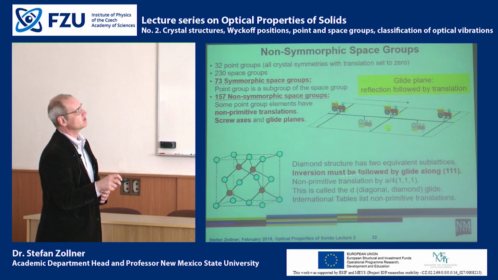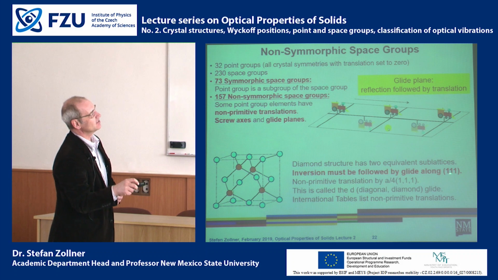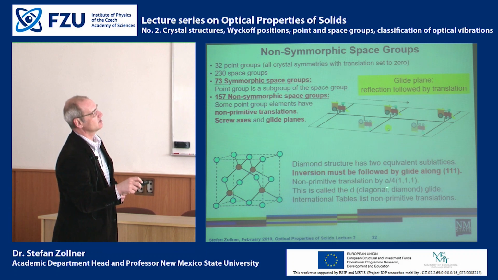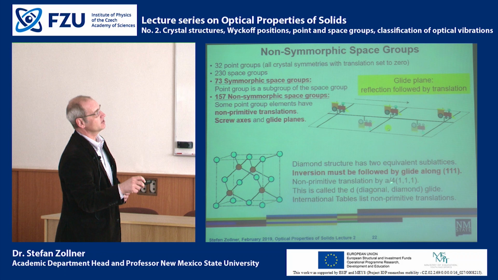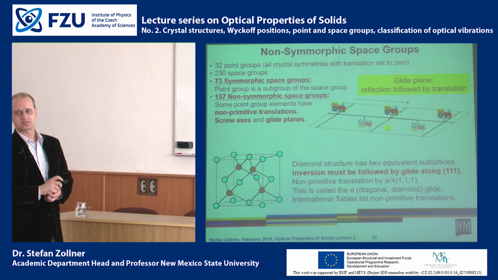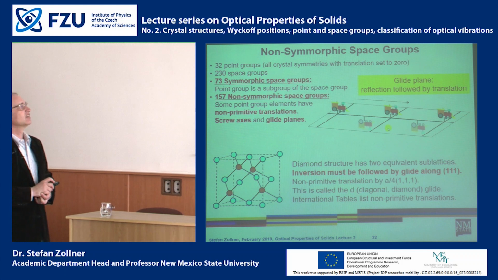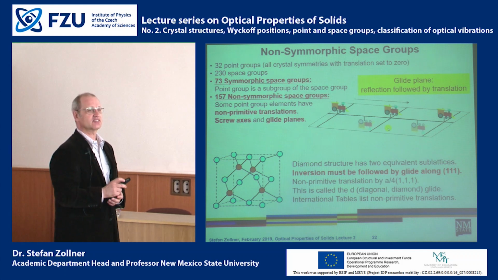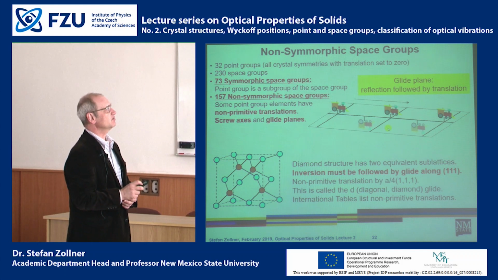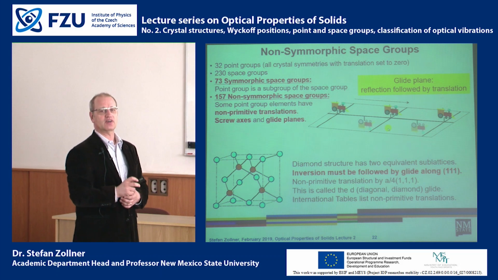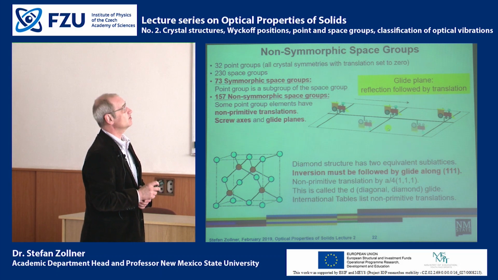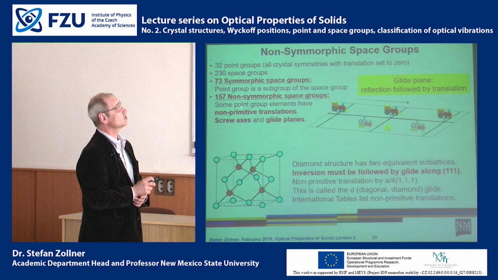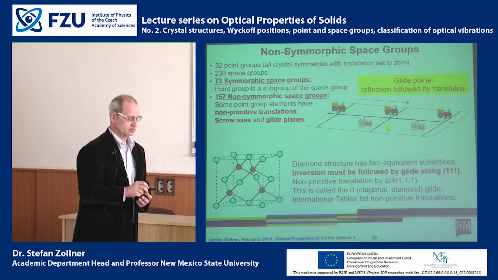But then I shift the crystal, I glide along the body diagonal by a non-primitive translation, which is 1/4 of the length of the body diagonal. And then the crystal will look exactly the same as before. So in the diamond structure, the inversion must be followed by a glide. And therefore, the diamond structure has a non-symmorphic space group.